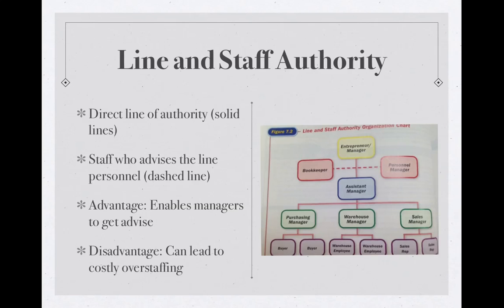The line and staff authority, an example is the chart that is to the right. There's a direct line of authority, as you can see by the dotted and solid line. So you have your entrepreneur/manager at the top, then an assistant manager, then perhaps a purchasing, warehouse, or a sales manager, and then underneath each of those departments you have the types of employees that would be there. And then you have staff who can help advise the personnel. So that's represented by the dashed line. And as example, we have bookkeeper and personnel manager that helps advise the assistant manager.